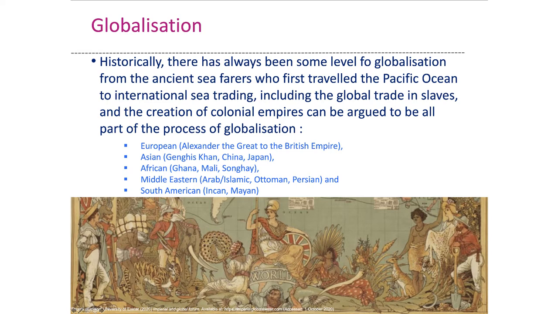Examples of European colonists and empires are Alexander the Great, and the British Empire. While the US does not have a formal empire, its power does radiate outwards, and it has a strong influence on other countries in the world. In terms of Asia, we can think of Genghis Khan and his move from China and Mongolia in the first instance across towards the West. China also had an empire, and so did Japan. In Africa, we can think of the empires that formed around Ghana, Mali, and Songhai. In the Middle East, we had the Arab Islamic empires, the Ottoman Empire, and the Persian empires. And in South America, we had the Incan and the Mayan empires.